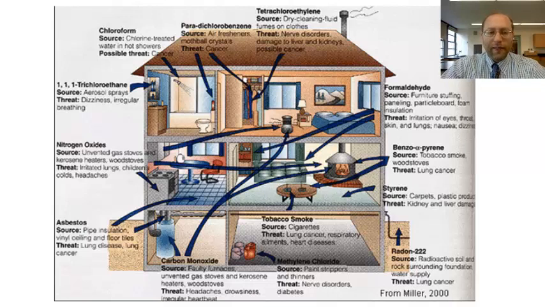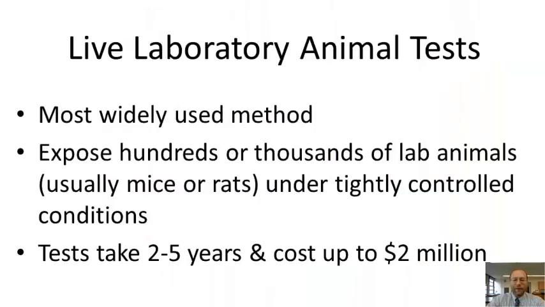So things which outside may not be a problem can be a big problem on the inside. One way we can tell what's dangerous is by doing live laboratory animal tests. And this is the most widely used method. What you do here is you expose hundreds or thousands of lab animals. These are usually mice or rats because they live for a short time and their systems are relatively similar to ours. And you expose these hundreds of thousands of lab animals under tight conditions. These tests can take 2 to 5 years and cost up to $2 million.